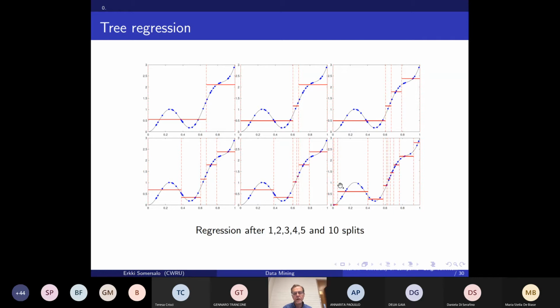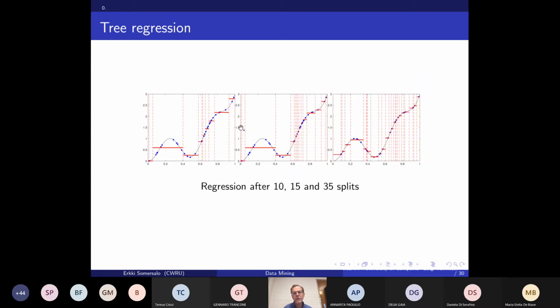I'm refining and refining. So here is 1, 2, 3, 4, 5, and 10 splits. So you already see that this piecewise constant function is approximating the function pretty well. And so this really corresponds to a tree because I arrived at this approximation by asking questions left or right. And so I can really represent my function as a tree. And so then I continue, and after 35 splits, I get this pretty detailed piecewise constant approximation of the function.